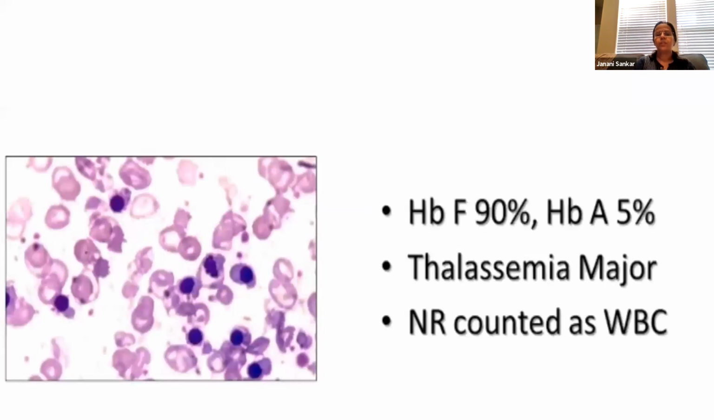So the usual age of presentation of thalassemia is sometime around the latter part of infancy, 8th or 9th month. Till about 1.5 years, the HbF protects them and they don't require that much transfusion. So this is a thalassemia major and the nucleated RBCs are counted as WBC. You can look at the number of nucleated RBCs which were counted as WBC. So you do the hemoglobin electrophoresis and then you get the diagnosis. So this is thalassemia major.